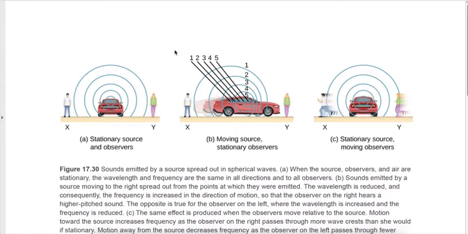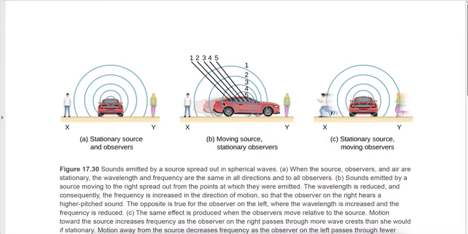Or if an ambulance is passing you, it's coming up from behind, the pitch is high, and then after it passes you, the pitch suddenly drops and becomes a lower note. That's the Doppler effect. And what it's caused by is here we have, say, some sound source emitting sound waves that are traveling spherically out from it.